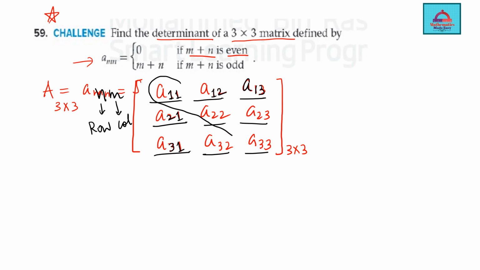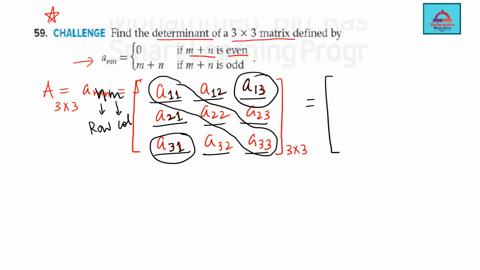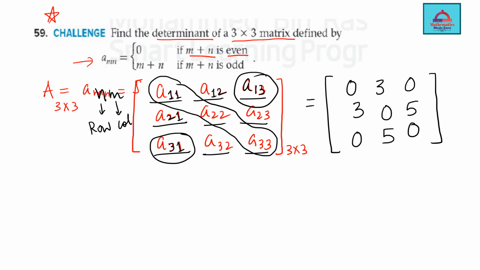In the diagonal for sure. And it is also even here, and here. So all of these elements are 0. Okay, so let's write 0, 0, 0, 0, 0. And it is m plus n, the sum. So 1 plus 2 is 3, 1 plus 2 is 3, 2 plus 3 is 5, and 3 plus 2 is 5. So it is going to be this determinant.